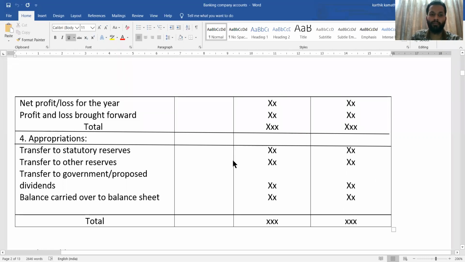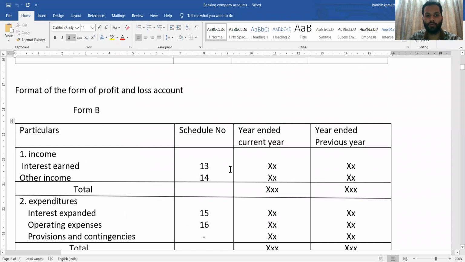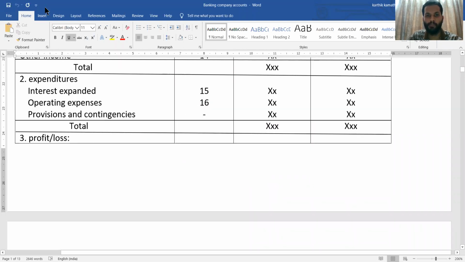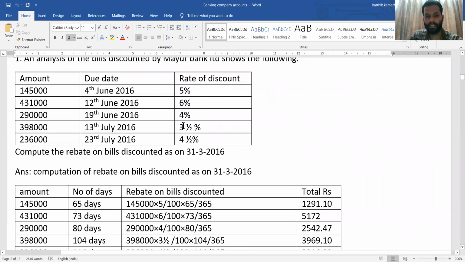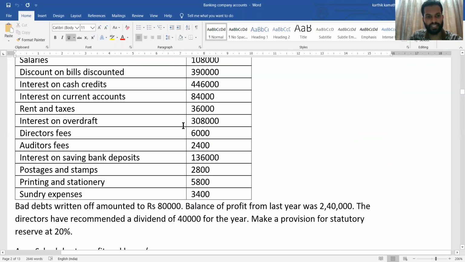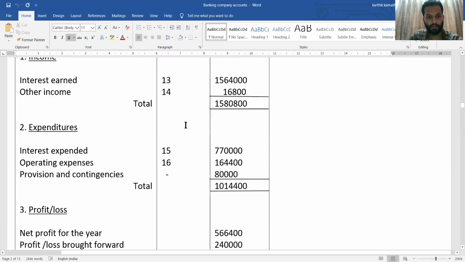So this is the format of profit and loss account. So 12 plus 4 module is this one. Now we are going to see certain theoretical aspects, that is, certain important special provisions, before solving the problem.